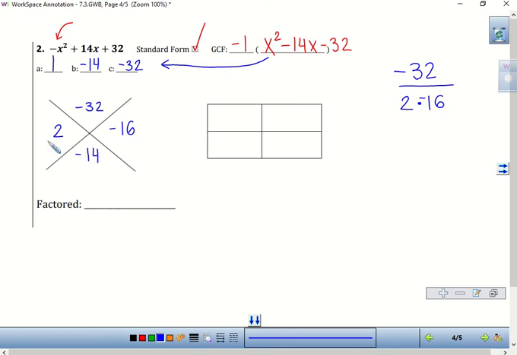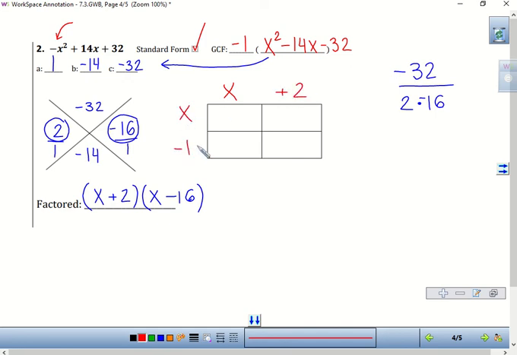Now the next step is to divide both of these by A, and what is A? 1. So in this case, does the A change anything? No. So it's just 2 and negative 16. So those are what goes inside your binomials. X plus 2, because it's positive, times x minus 16. Now from here, we're going to write these factors out here on this side. So x plus 2 and x minus 16.